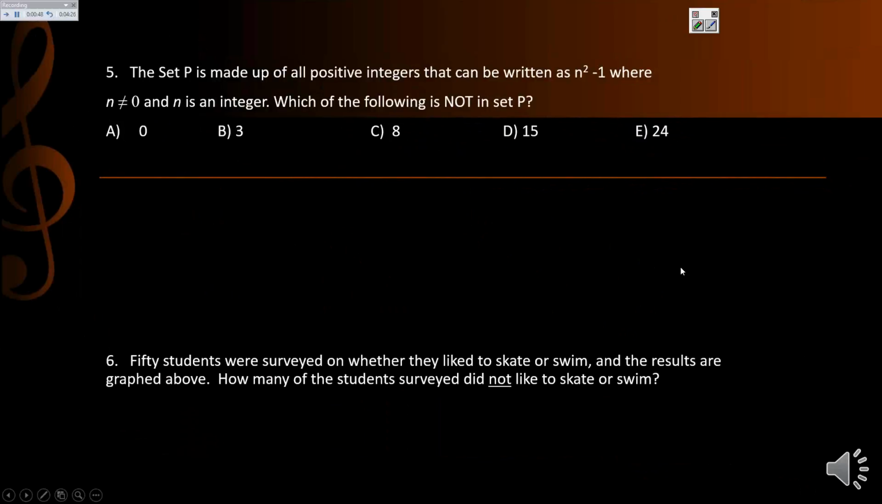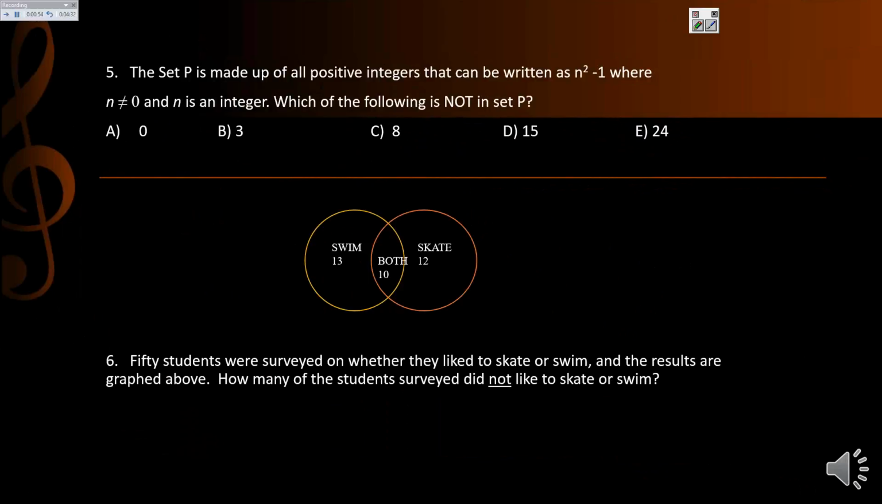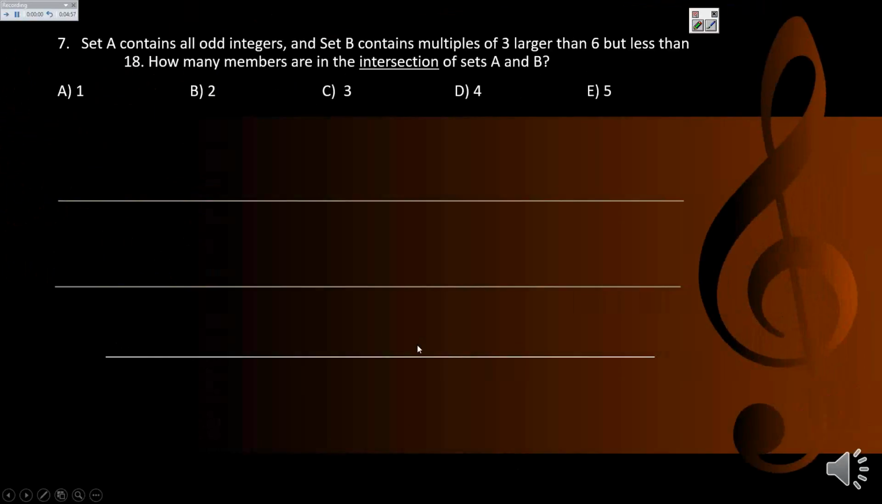Here we've got 50 students were surveyed on whether they like to skate or swim, and the results are graphed above. There's a diagram for us. How many of the students surveyed did not like to skate or swim? Okay, so we have 13 like to swim, 12 like to skate, and 10 of those like to do both of them, swim and skate. So part of your number of swimming is tied up in here, and part of your number of skating is tied up in there. So let's see. Oops, went too far. I'll tell you what, you do that one at home, and then we will talk about it when we meet again on our meeting.